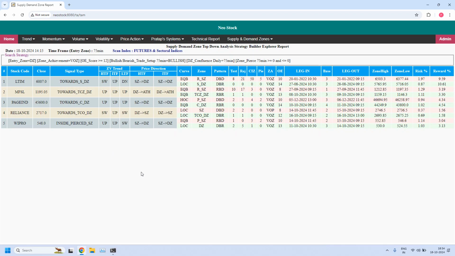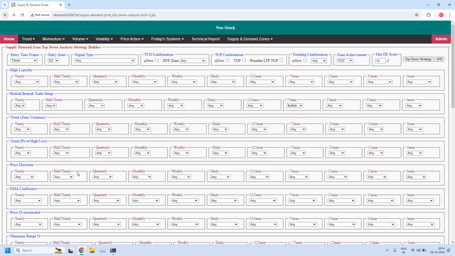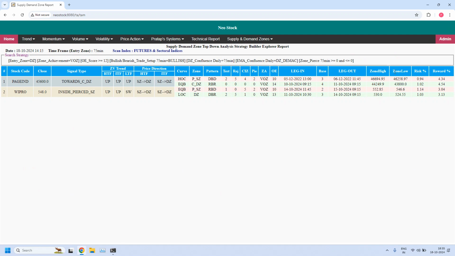And the daily trend is up for all these stocks. If any of these stocks are having daily EMA confluence, that is even more high probability setup supported stock. So let's verify. In the EMA confluence at daily time frame, I am verifying daily demand zone with daily EMA confluence. We got 2 stocks. These are the high probability setup supported stocks.